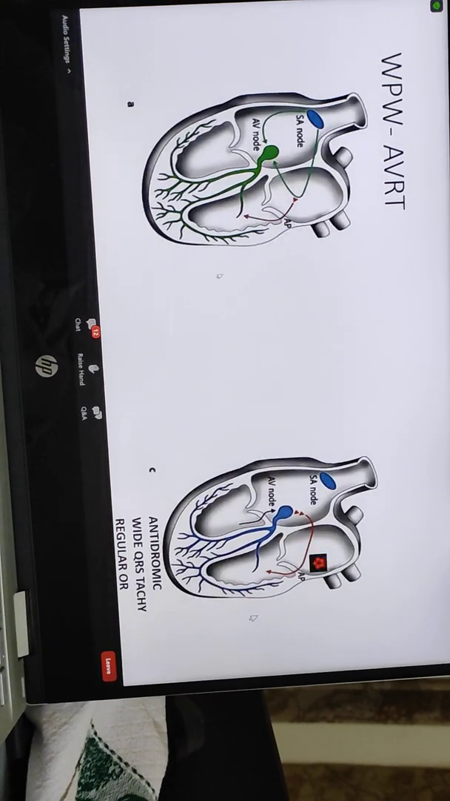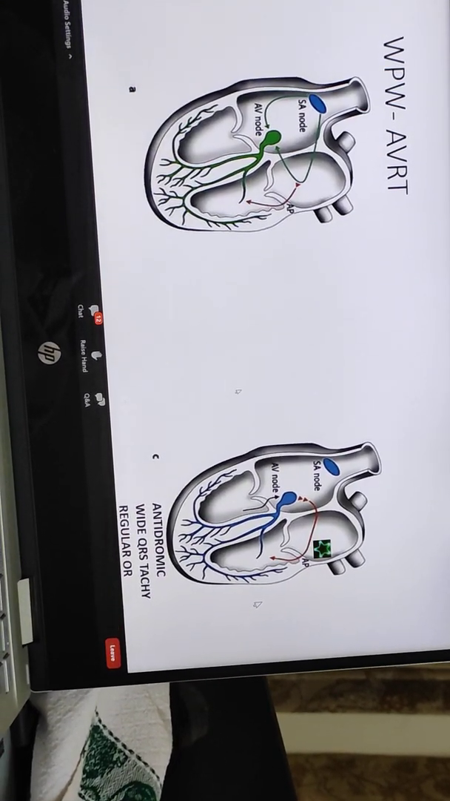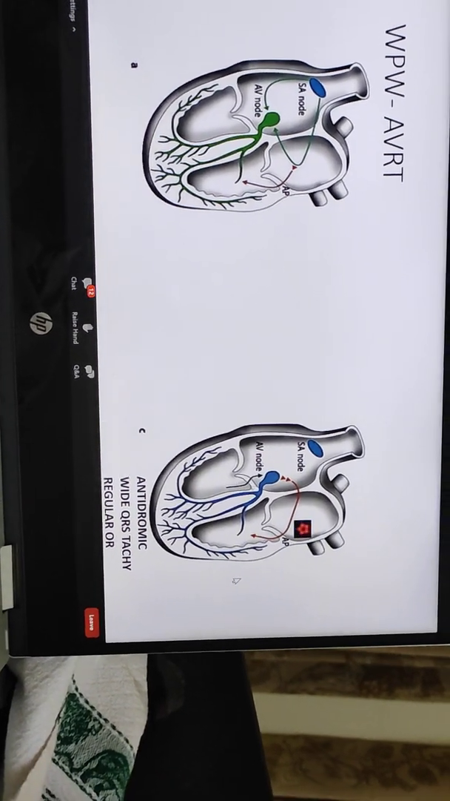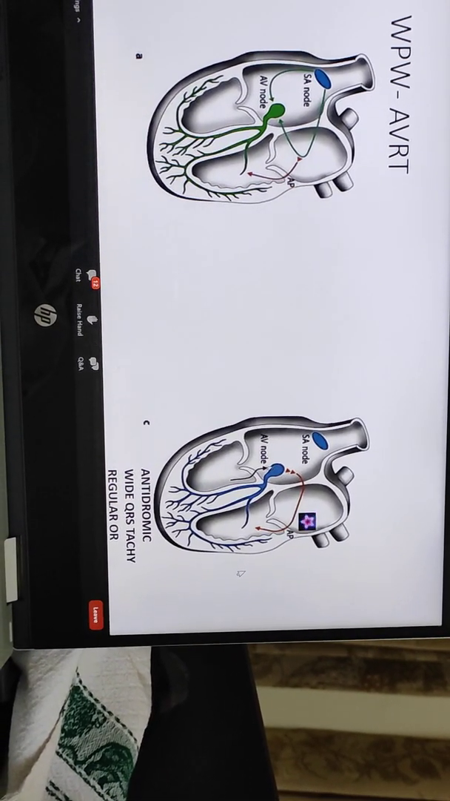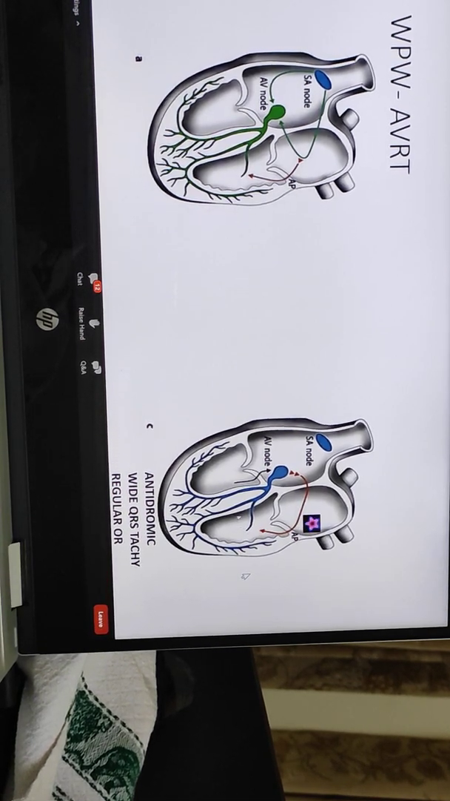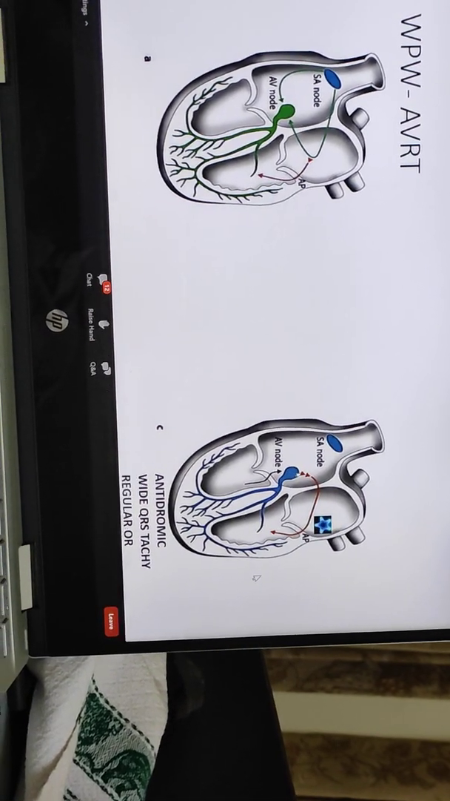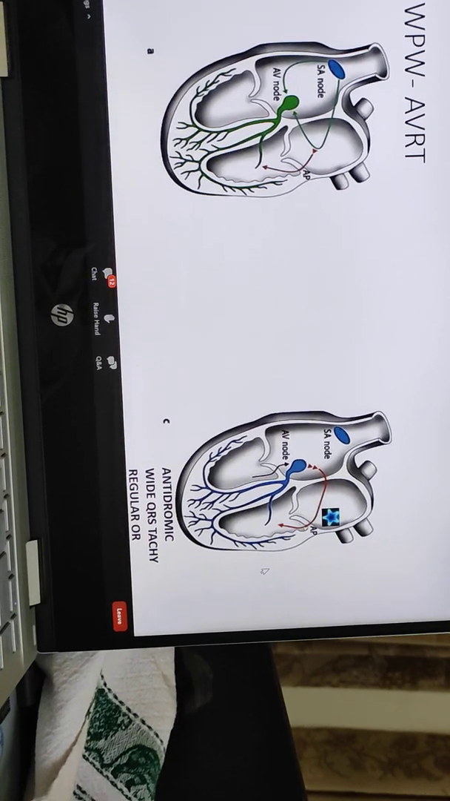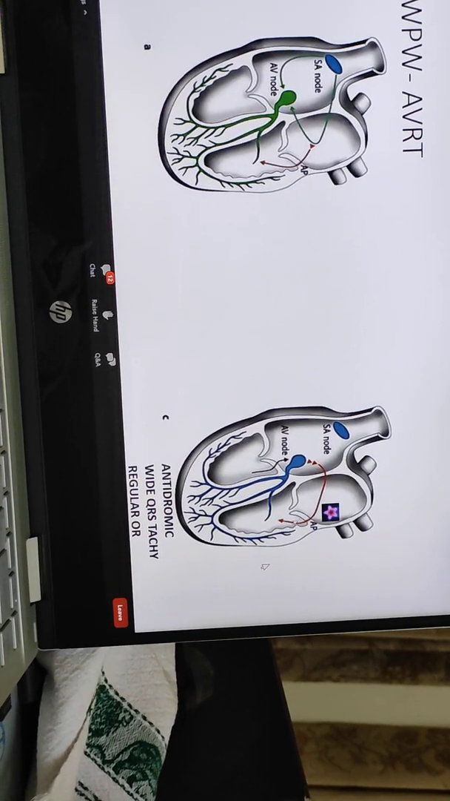I told you how to recognize. Then we come to antidromic tachycardia, which is more dangerous and more important. Here, the re-entry circuit is going to involve antegrade conduction through the accessory pathway and retrograde conduction through the normal pathway. Because the antegrade conduction is through the accessory pathway, two things are happening.